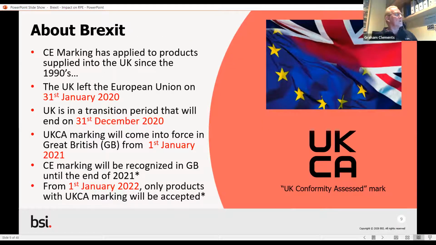So CE marking has been applied to products in the UK since the 1990s. So we left on the 31st of January 2020. The transition period ends on the 31st December 2020. And UKCA marking came into force on the 1st of January this year. Now, we are in the transition period, which will be recognised until the end of 2021, or in the case of medical devices, till the end of 2022. So from the 1st of January 2022, only products with UKCA marking will be accepted. That's the plan. There's a lot of work to do between now and the end of the year, surely.